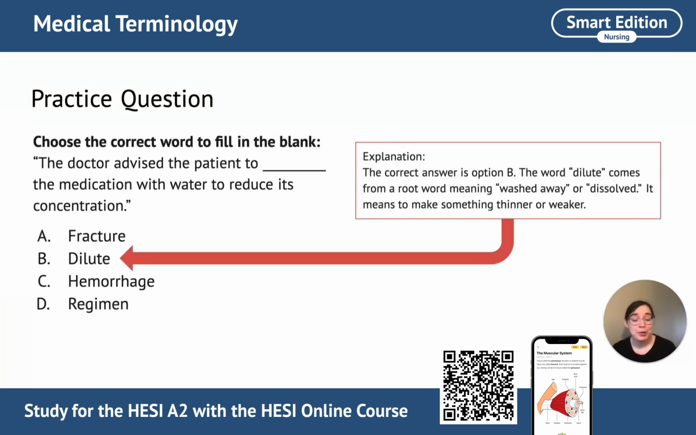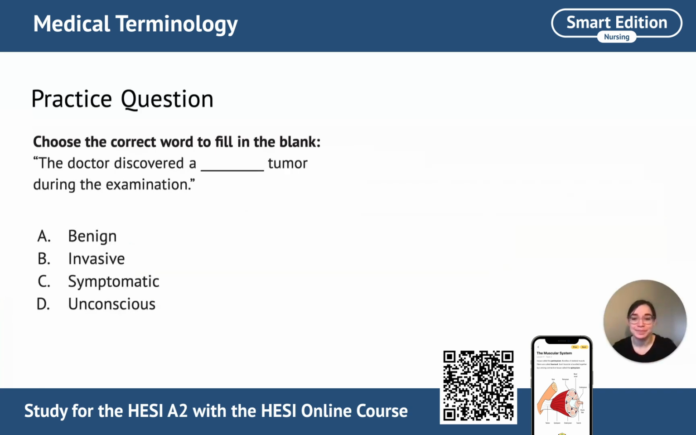And when we break down that word, you'll see why that is. So this word comes from a root word meaning washed away or dissolved. So this means to make something thinner or weaker, which is what you would be doing if you were mixing a medication with water and trying to reduce its concentration. That makes something thinner or weaker, right? So this word correlates well with the context of our sentence. Our other answer options, fracture, hemorrhage, regimen, they don't really make sense given the context that we have seen. So B, dilute, is our correct answer here.